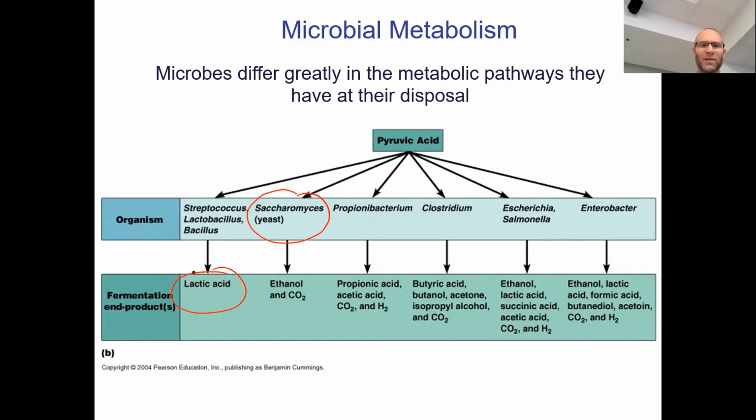Like I said, lactic acid, that's found in yogurt, ethanol in alcoholic drinks, propionic acid, acetic acid. Acetic acid, of course, is vinegar. You can see we've got acetone here. We've got acetic acid again. So quite a variety of different products that are used very widely in the food and beverage industry.